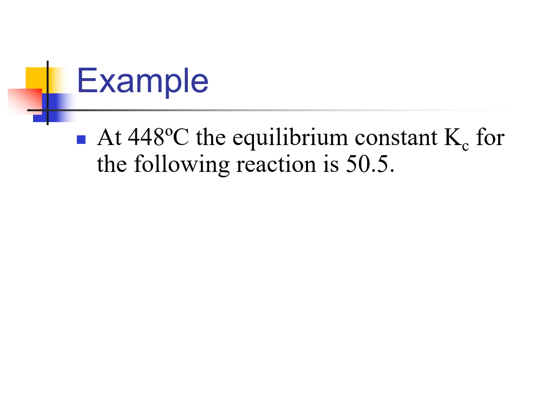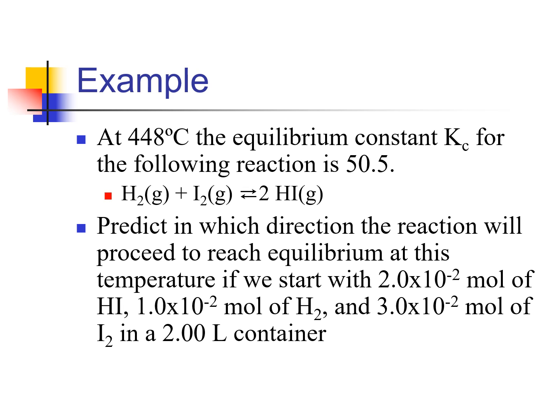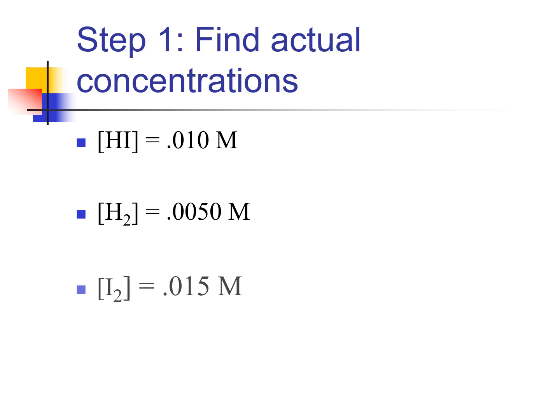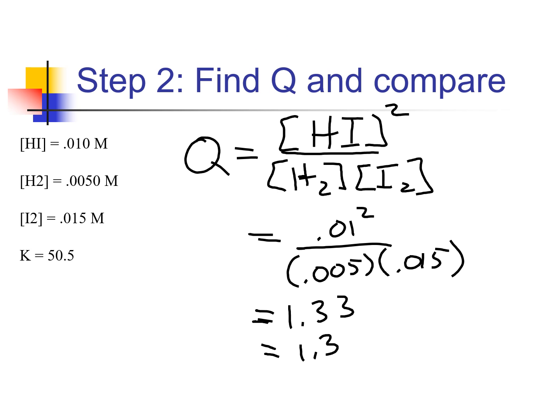Here's an example. So we have a certain reaction at 448. Equilibrium constant is 50.5. Here's the reaction. We're given different moles and liters of the components. So we're going to find the molarity first just by dividing the moles by liters. Then we're going to plug into the exact same thing that we would do with an equilibrium constant expression, except we're using Q instead of K. Set it up exactly the same way. Products on top, reactants on bottom, everything raised to their coefficients. I plug in the numbers and I get my answer.